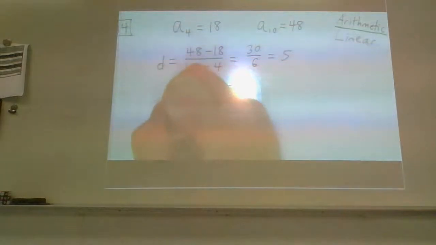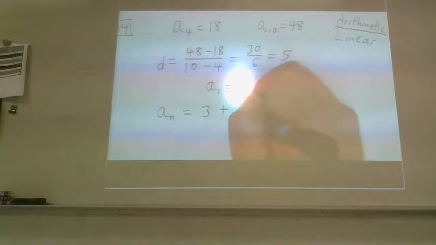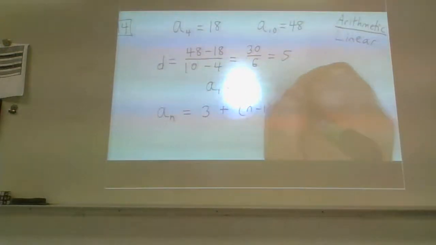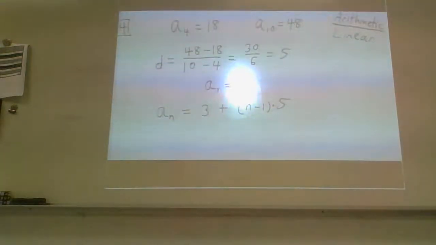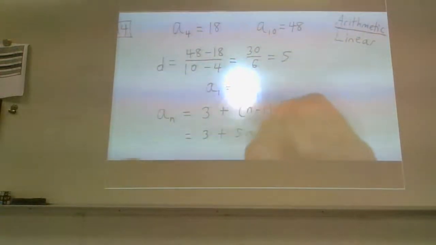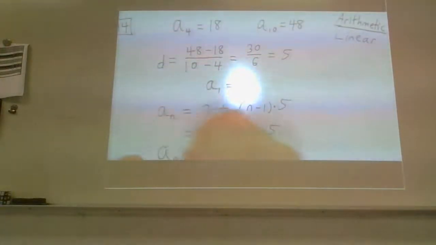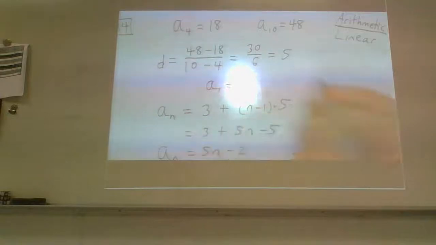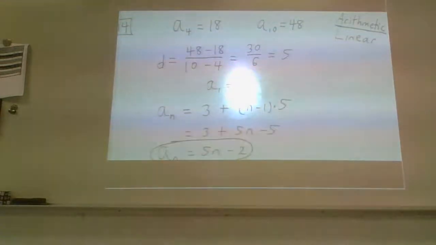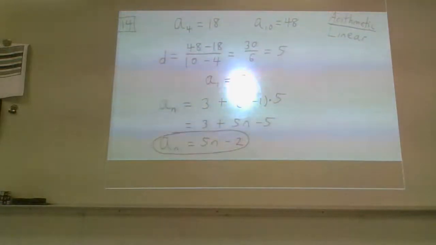I'm going to write the rule now. A sub n equals the first term plus parentheses n minus 1 times the common difference, equals 3 plus 5n minus 5. My general rule is now 5n minus 2. That's the general rule. It's an amazing piece of math.